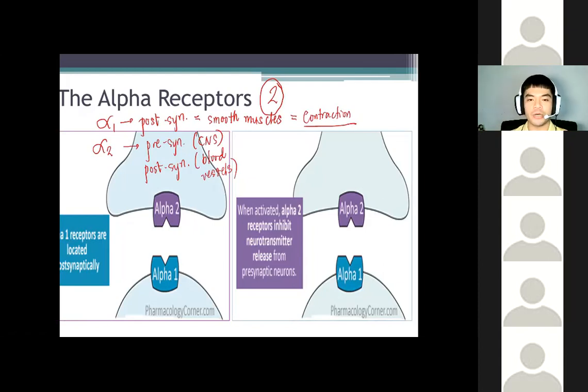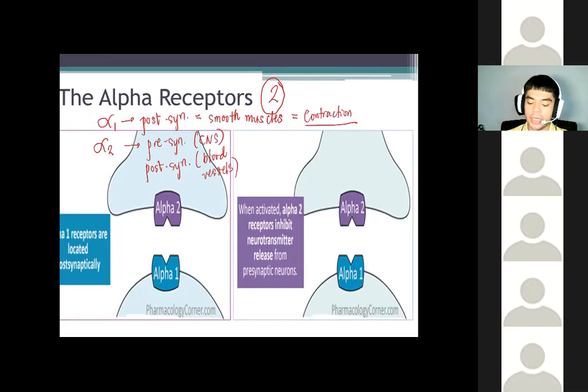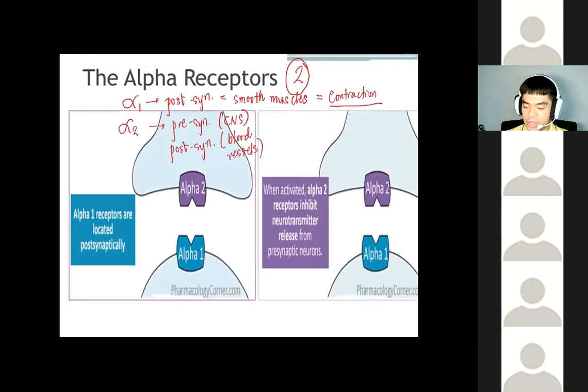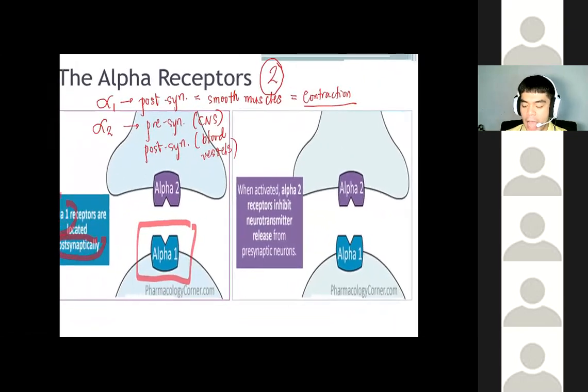So these are the types of alpha receptors. That's why in the figure, you can see that naka-indicate dyan na ang alpha-1 receptors ay post-synaptically located. Kaya meron tayo ditong alpha-1 sa post-synapse. And then ang alpha-2 receptors naman ay makikita, number 1, sa pre-synapse, that is sa utak natin. And hindi man nakapresent dito, pero meron din tayong postsynaptic alpha-2 sa blood vessels.